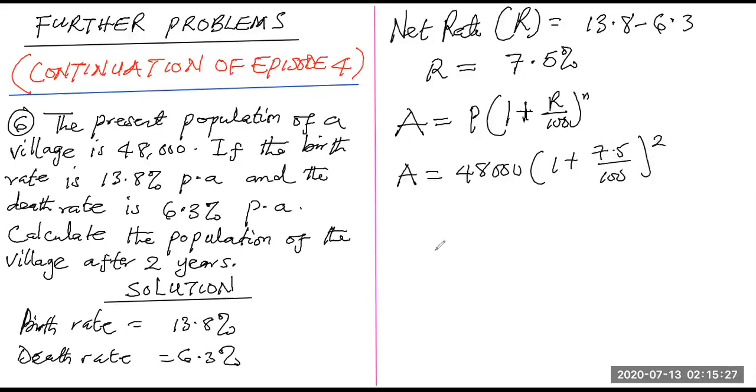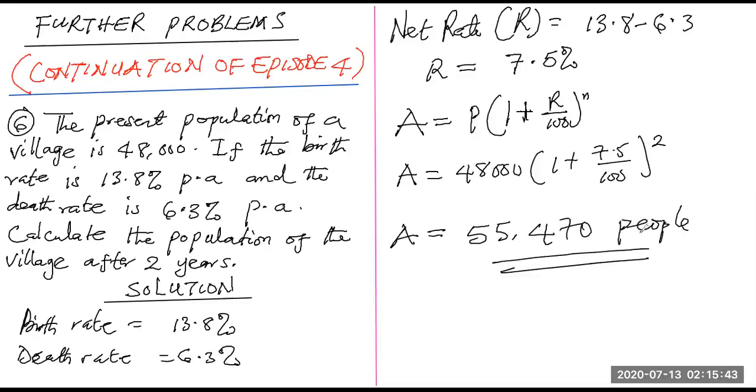When we use our calculating device to solve this problem, we end up having that after 2 years, the population would have increased. Their population is going to be 55,470 people. So that will be their population after 2 years. And of course, you can find the increase in population by doing subtraction. Alright, so let's look at the next question now very quickly.